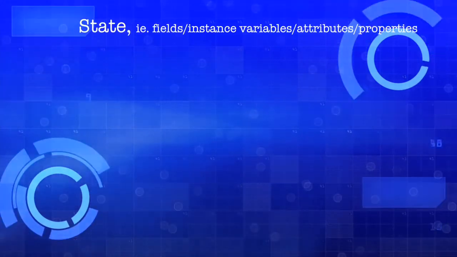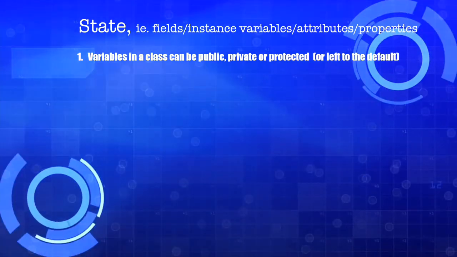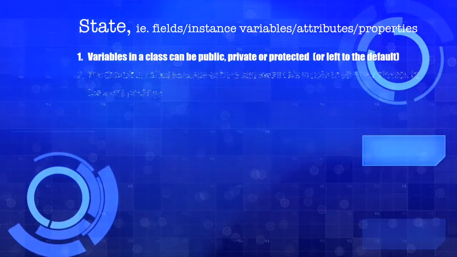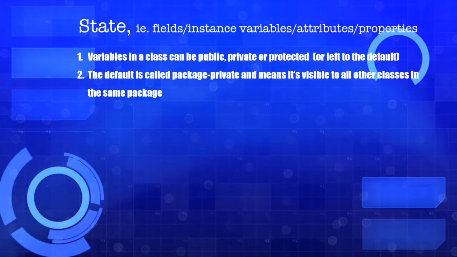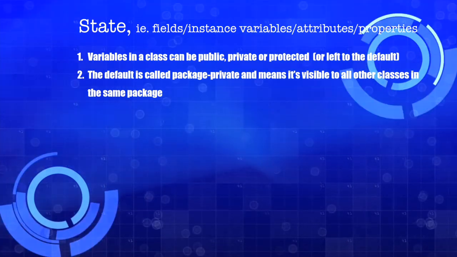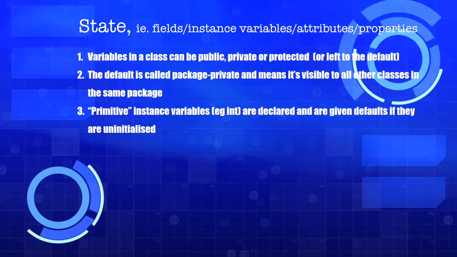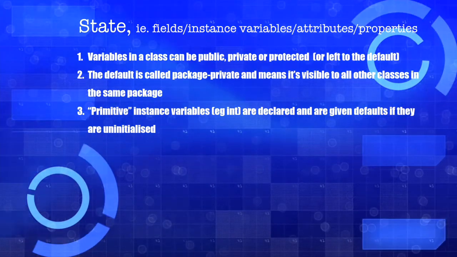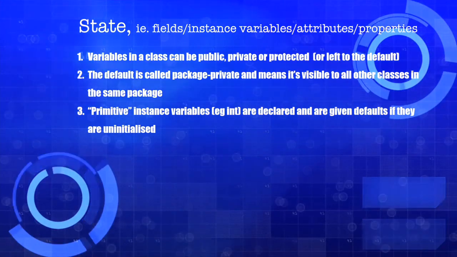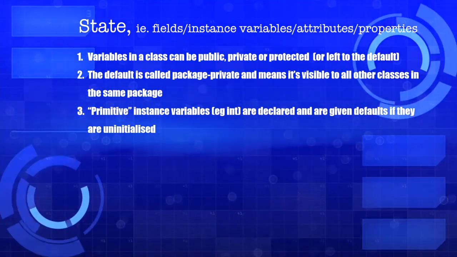So let's summarize what we just talked about. Variables can have different modifiers, as well as their types and their default values, etc. The default, if you don't put any modifier in front of it, is package private, which means it's visible to everything else in the same folder or the same package. A primitive variable, i.e. one that's not an object, if they're declared, they are given defaults even if they're not initialized. So in other words, if I create int x and I don't give it a value, it will be given the value of 0.